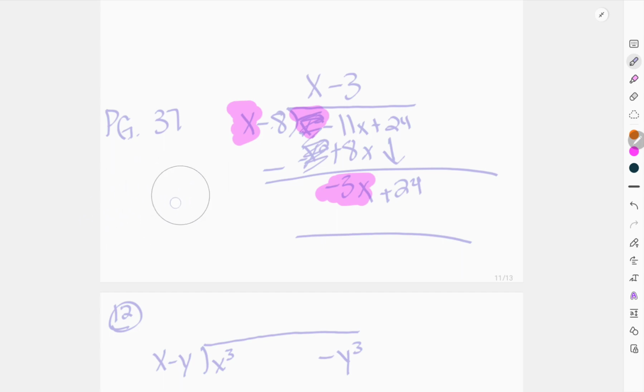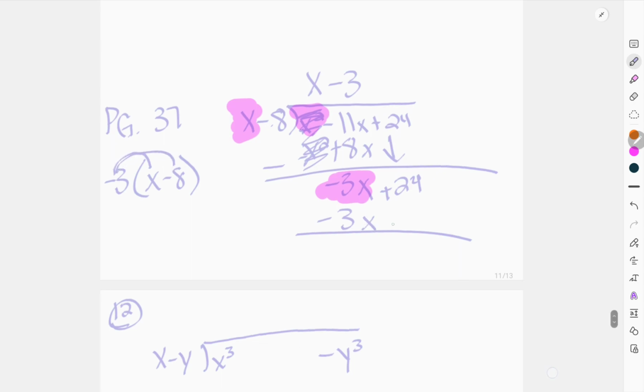And then I'm going to take that negative 3 and multiply it by x minus 8. So negative 3 times x is negative 3x. Negative 3 times negative 8 is positive 24. So when I subtract, it's going to change that negative to a positive and that positive to a negative. My final answer will be 0.